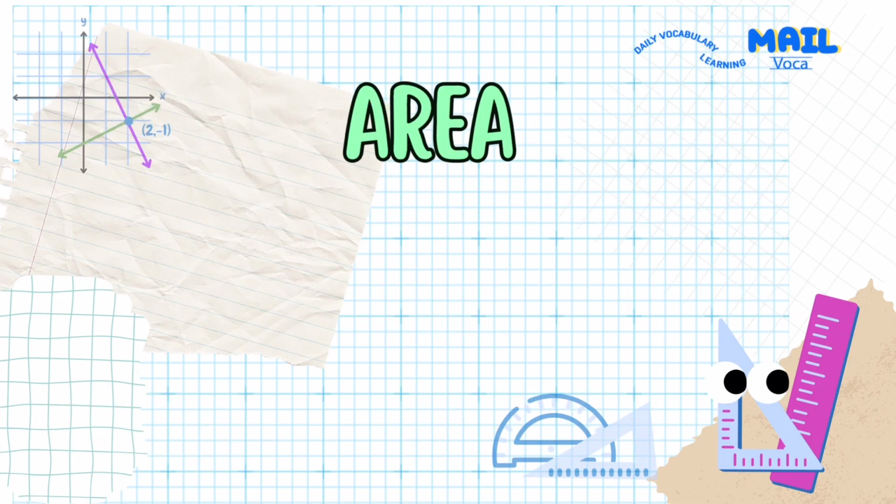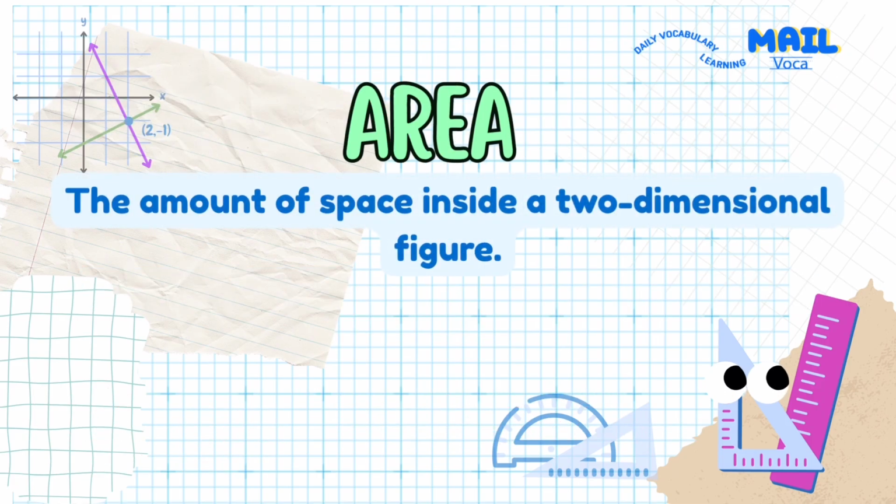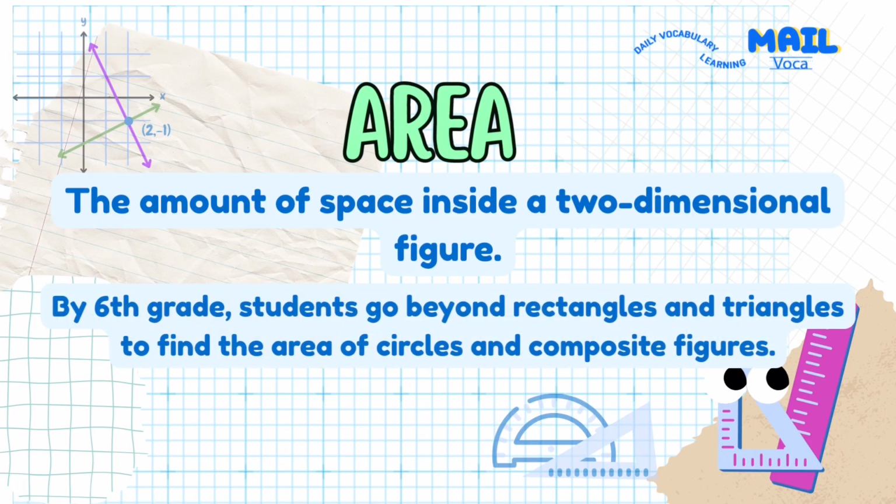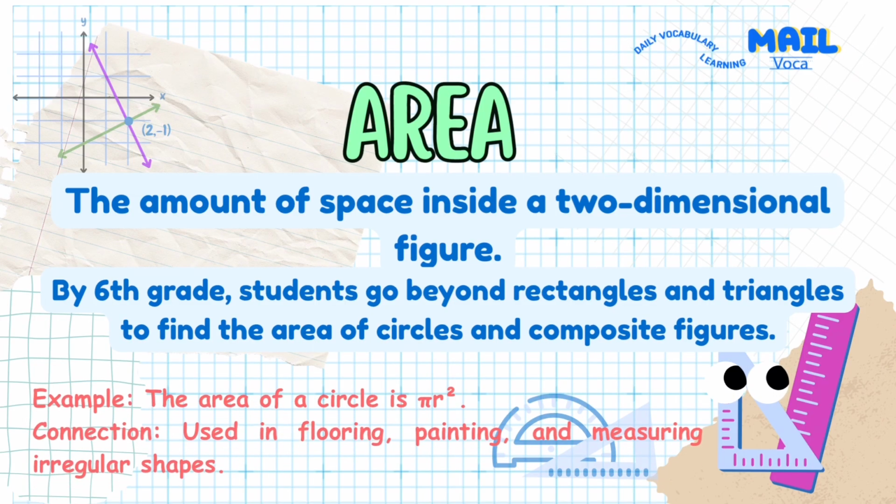Area, the amount of space inside a two-dimensional figure. By 6th grade, students go beyond rectangles and triangles to find the area of circles and composite figures. Example, the area of a circle is pi r squared. Connection, used in flooring, painting, and measuring irregular shapes.